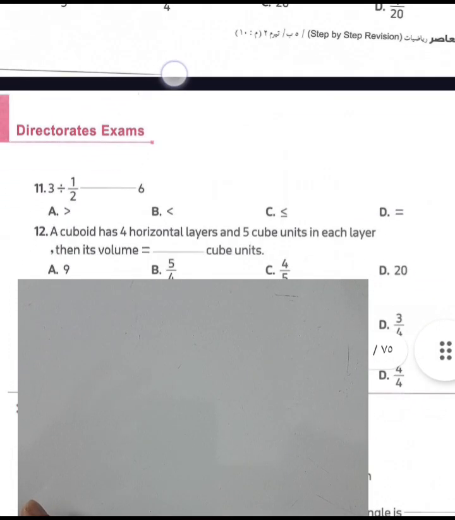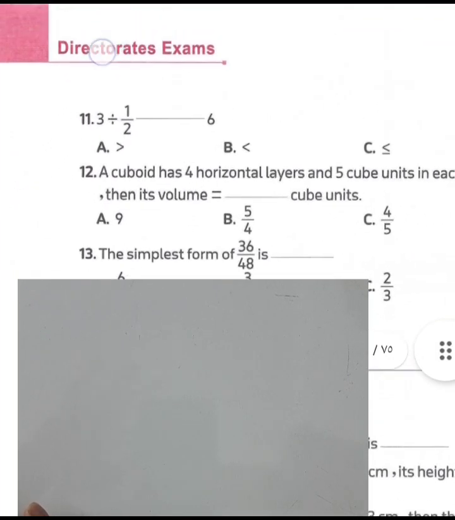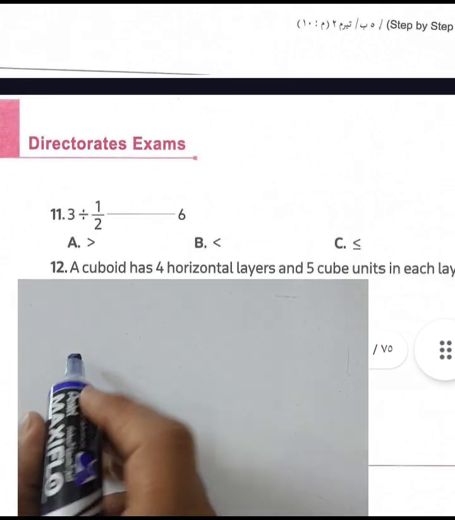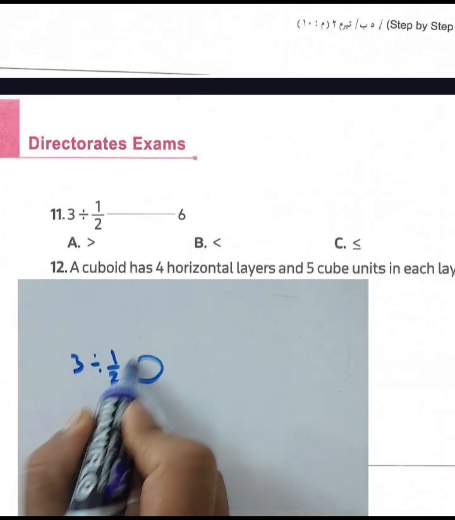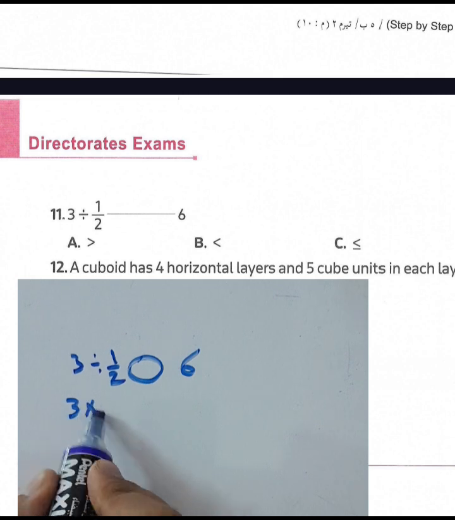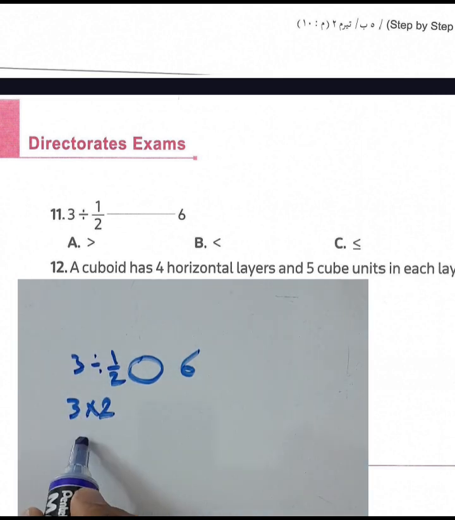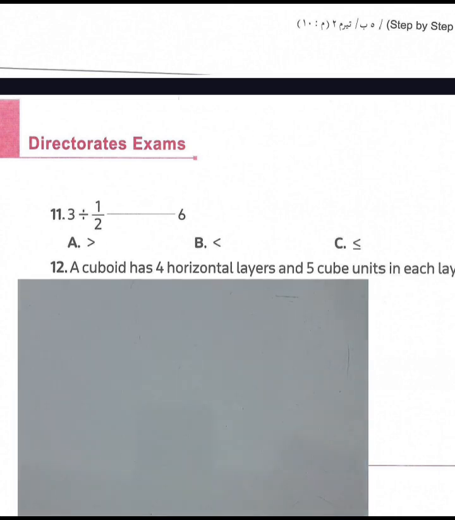Next example, question 11. 3 divided by a half or 6, which is greater? 3 divided by a half or 6? We can write 3 multiplied by the reciprocal of a half, which will be 2. 2 times 3 is 6, then the results will be equivalent.